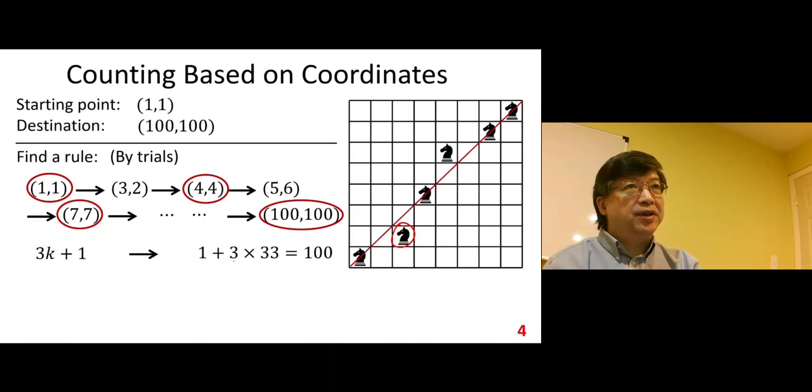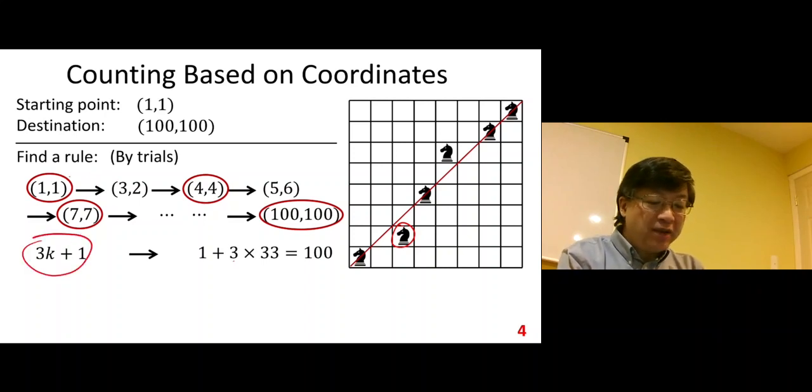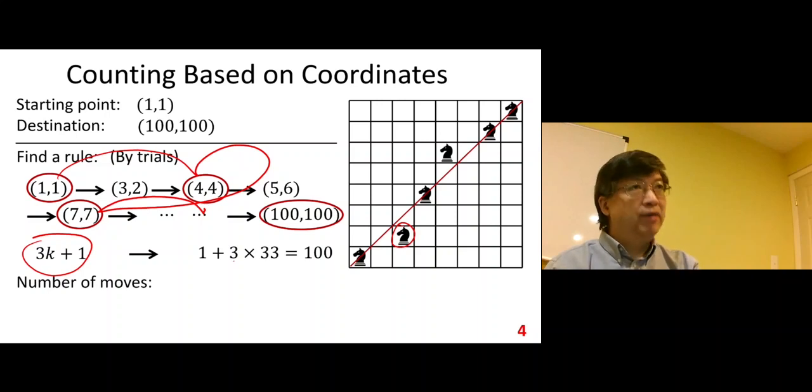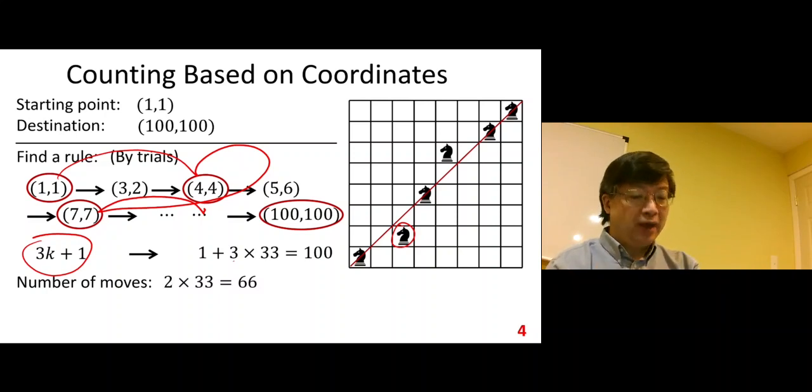How many steps do we need? For each 3k plus 1 number, we need 2 steps, right? Every 2 steps, we get to the next 3k plus 1 number. All right. So here, the number of moves we have is 2 times 33.